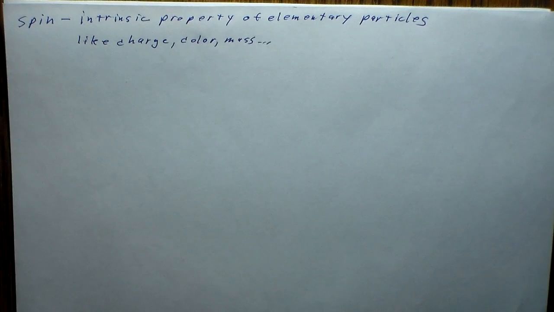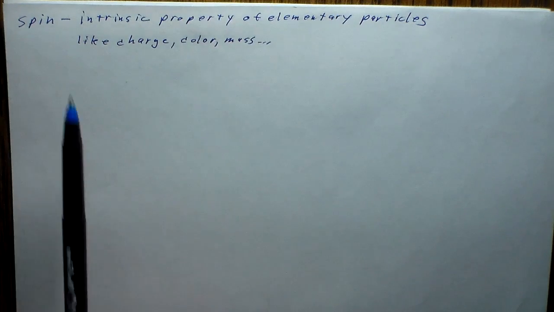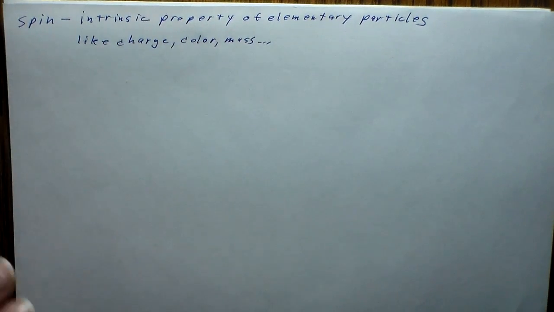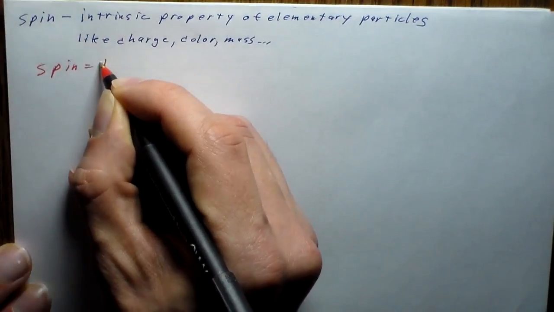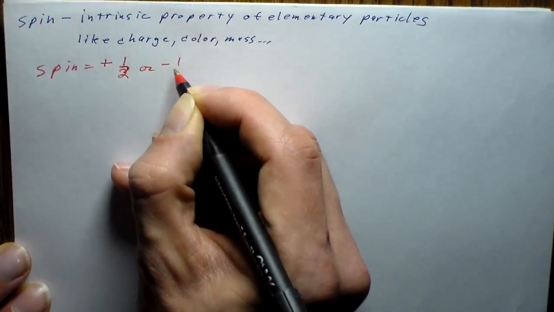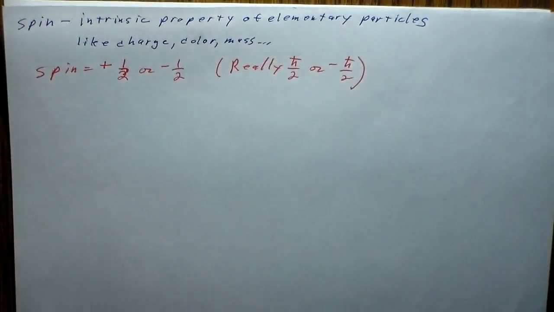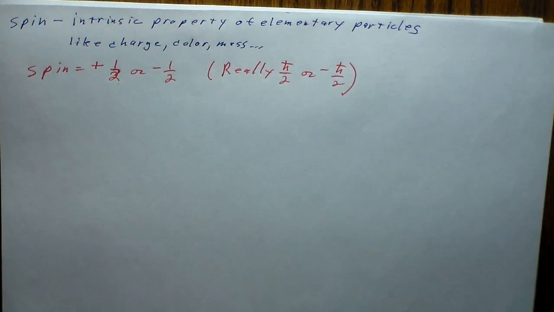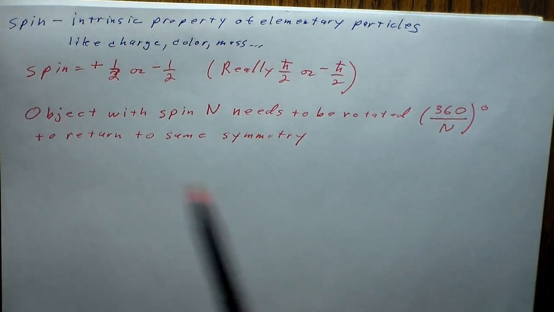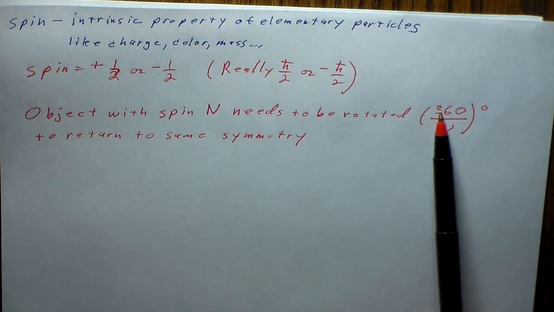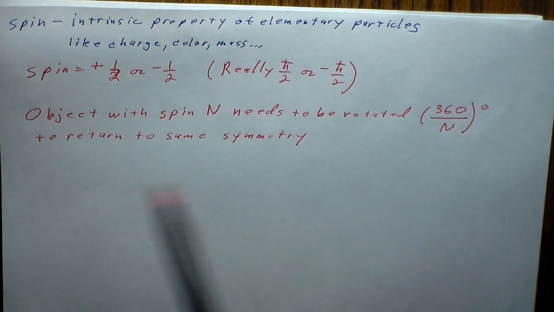Because of this spin, as we can see, we only have up to a total of 2 electrons in every orbital. Now we've said over here that the spin is going to be equal to either plus 1/2 or minus 1/2. In reality, usually it's just simplified to get rid of the h bar and just go plus or minus 1/2. Now, when we're talking about plus or minus 1/2, what does that actually mean? So if you have an object with spin n, you need to rotate that object by 360 over n degrees to return to the same symmetry.